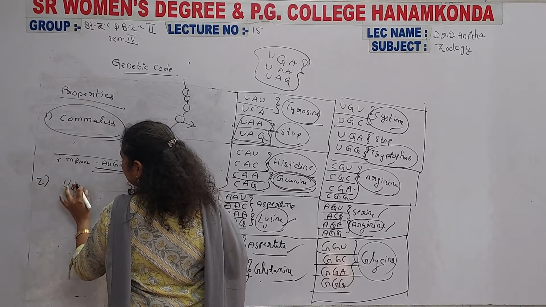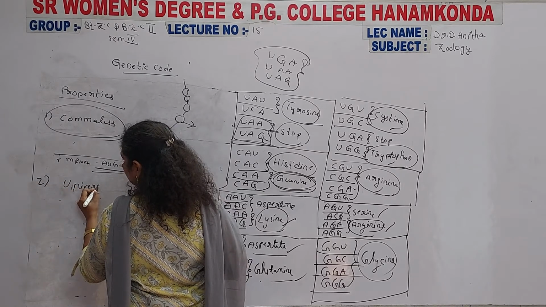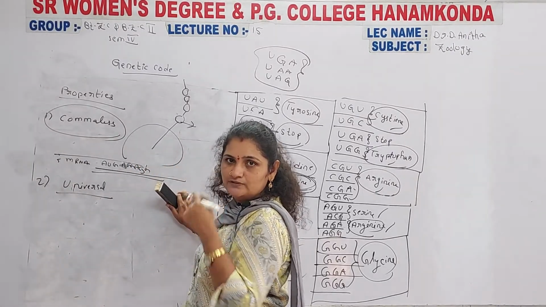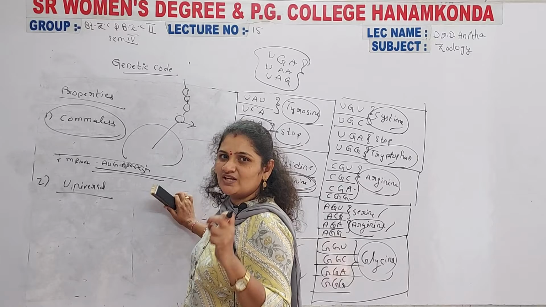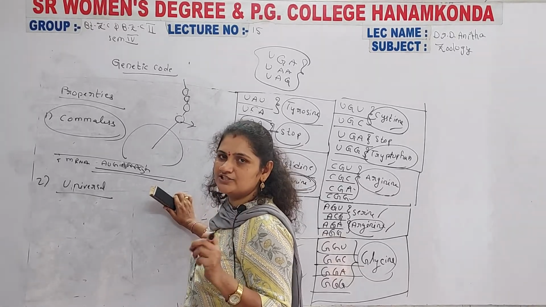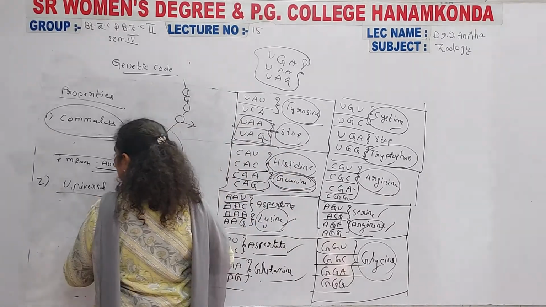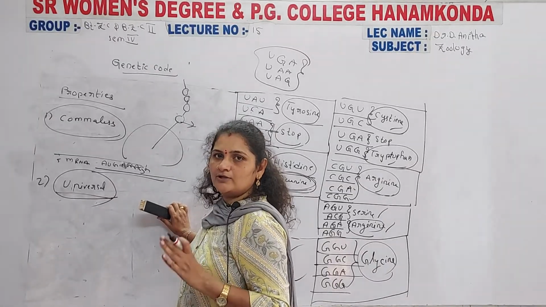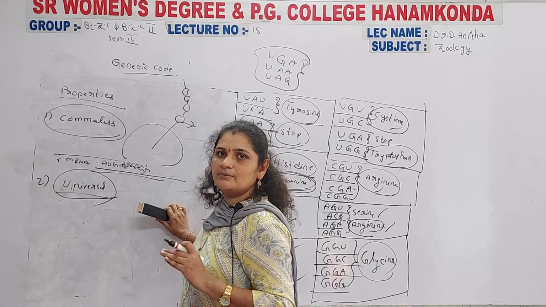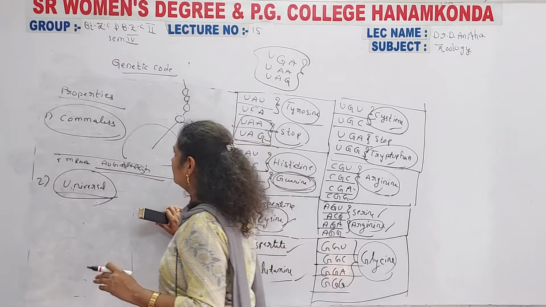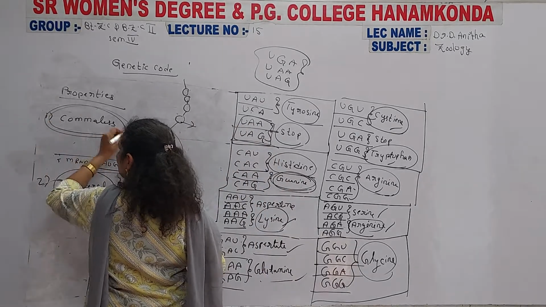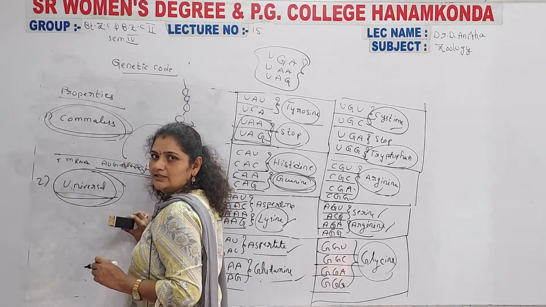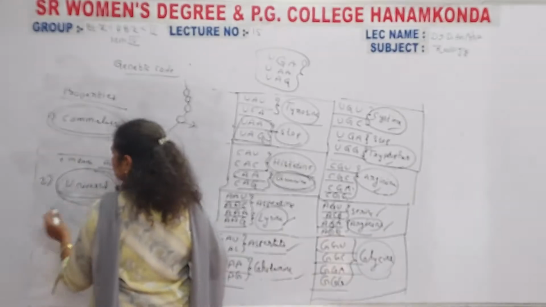And the genetic code is universal, meaning each and every organism in the universe uses the same genetic code. That's why it is universal. In each and every organism, the codons for these amino acids do not change. It is used by the whole universe, that's why it is universal.